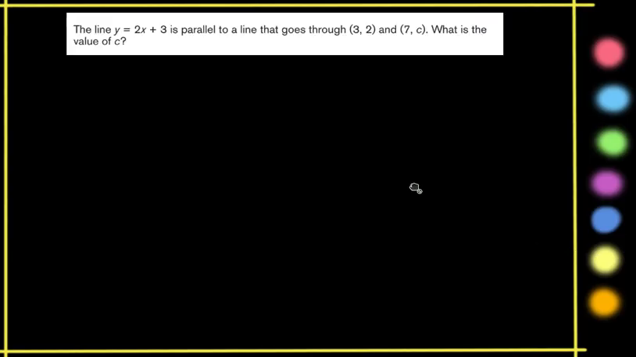This one says the line y equals 2x plus 3 is parallel to a line that goes through 3, 2 and 7, c. What is the value of c? Okay, so y equals 2x plus 3 is parallel to a line that goes through this point. So what does it mean to be parallel? Well, when you write it in this y equals mx plus b format, the slope is this m value of 2. And if you have a line that's parallel to it, it will have the same slope.